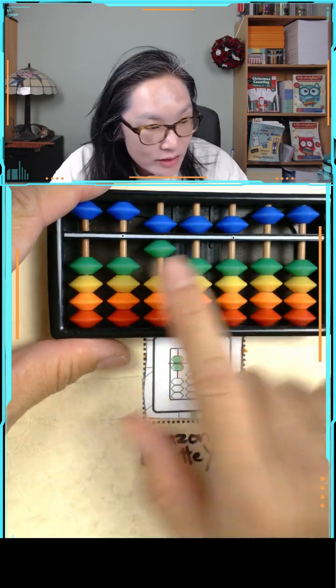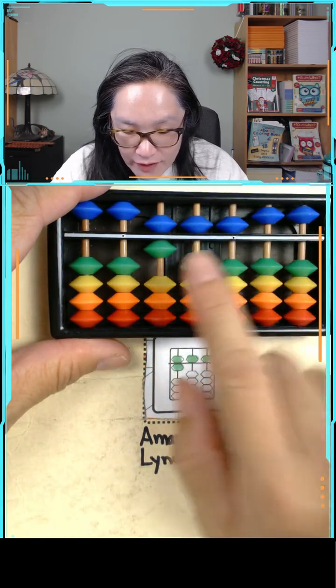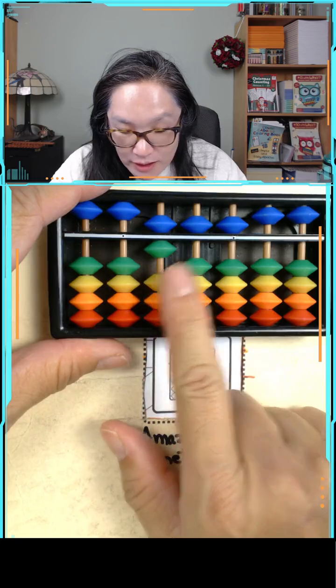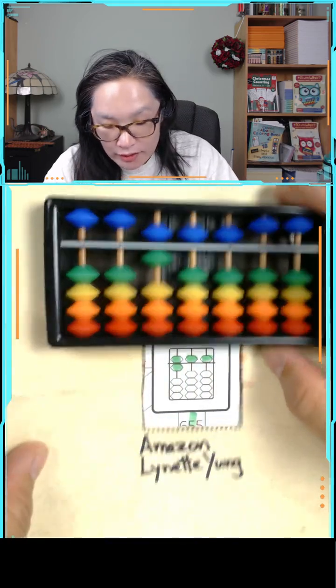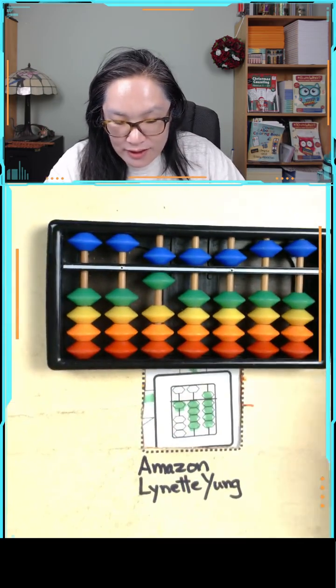Right, so we're going to do this, right? So it's 6. 5 plus 1 is 6, 5 and 5. So together it is 655. Thank you, Star Child. It is 655. And then we have our next number.